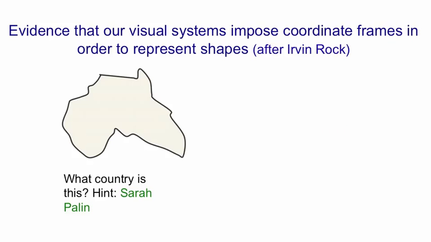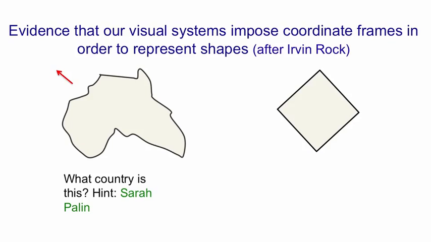So if you look at this shape and I tell you it's a country, most people don't know which country it is. They look at it and they think it looks a bit like Australia, but it's a sort of mirror image of Australia, but it's not really a familiar country at all. If you tell them where the top is, that it's that way up, they immediately recognize that it's Africa. If they know what coordinate frame to impose on it, it immediately becomes a familiar shape.